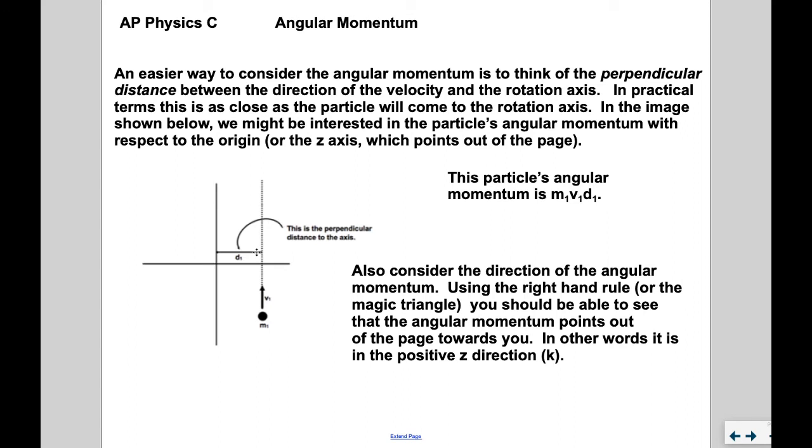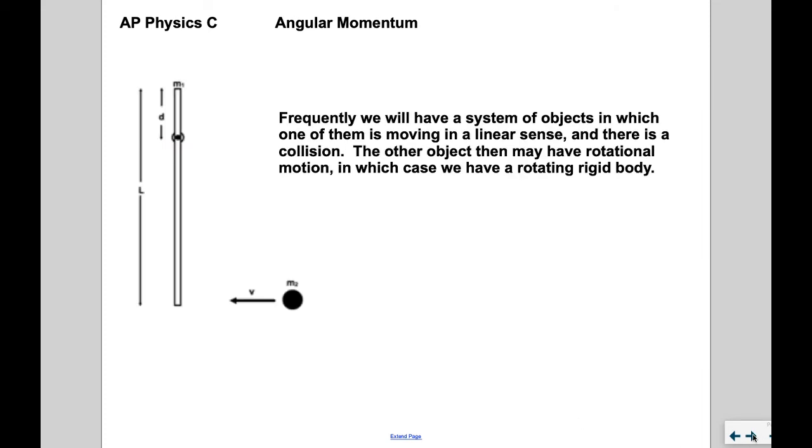Okay, considering the direction of this angular momentum with respect to the origin, again, using the right-hand rule is the easiest way. You should be able to see that the angular momentum points out of the page towards you when you point your hand in the direction of R and then curl your fingers in the direction of V. R is to the right, V is vertically upward in the plane of the page, and your thumb points out of the page towards you, so it has a positive z direction, or k direction, angular momentum.